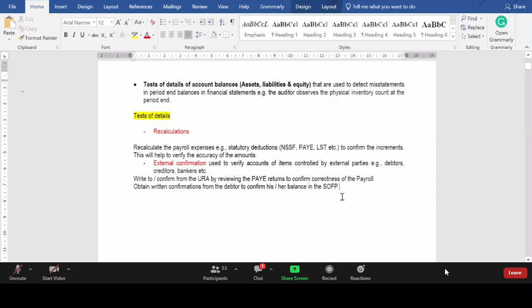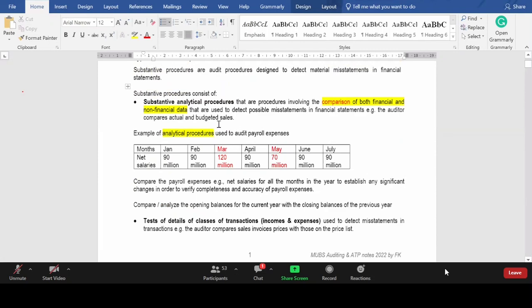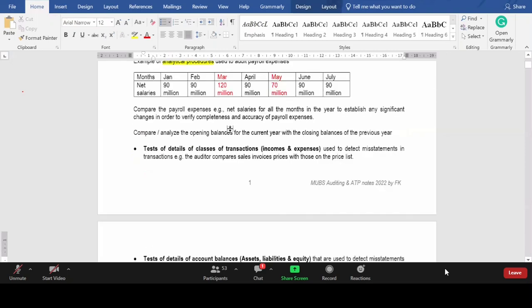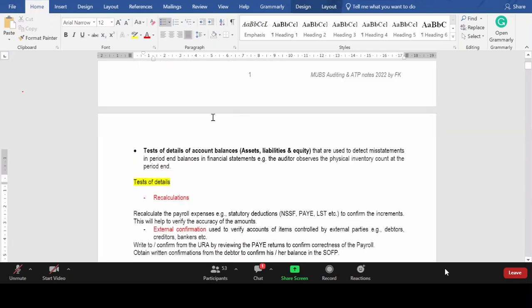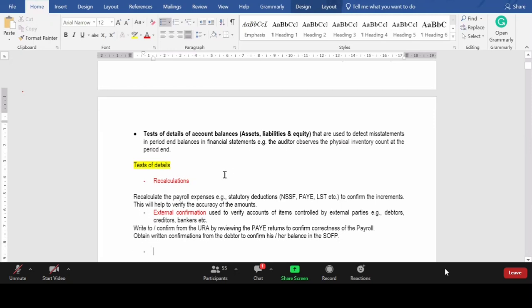Okay, we continue. The next test of details, how else do we test the details? Remember, the analytical procedures don't test the details. They only show us whether there are significant increases or decreases. But to confirm those increases or decreases, we do tests of details of either classes of transactions, those incomes and expenses, or of assets, liabilities, and equity.